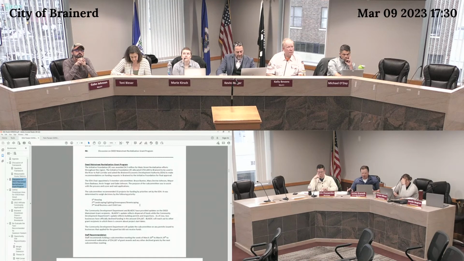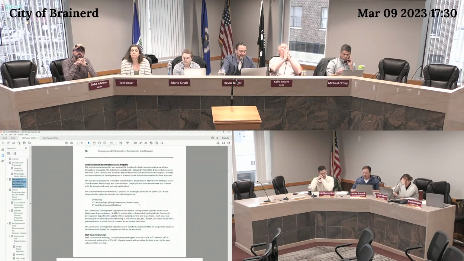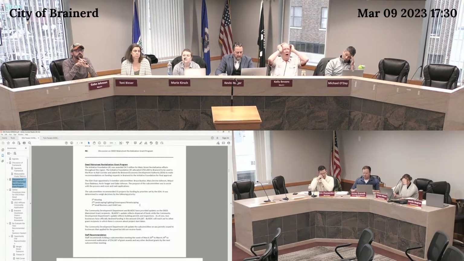Yes, thank you, Mr. Chair. The Community Development Department and Bladeck have provided updates on the DEED Main Street grant recipients. Bladeck's update reflects the dispersal of funds, while the Community Development Department's update reflects the building permits and inspections. Each of them was color-coded to show what progress has been made.